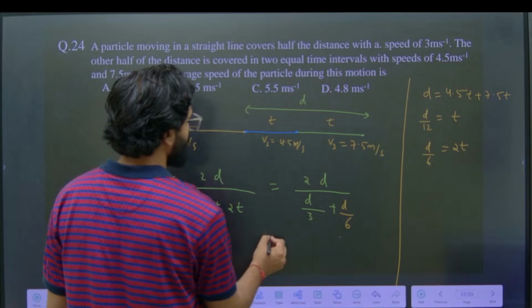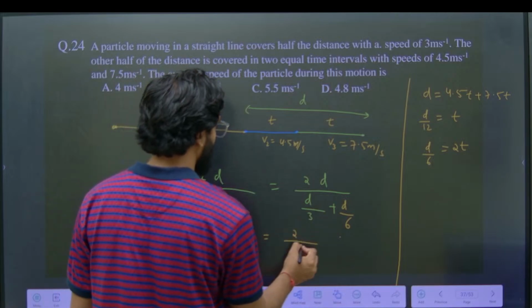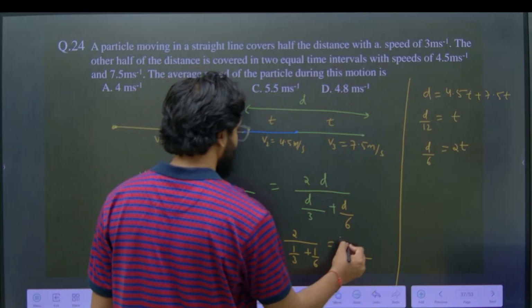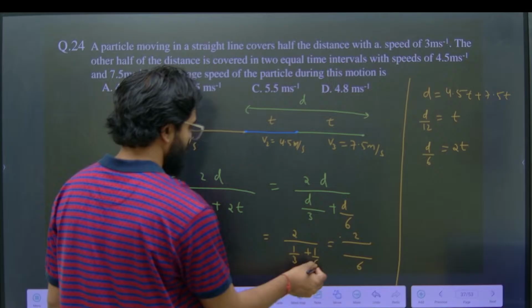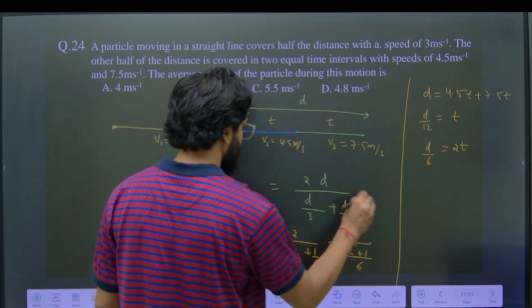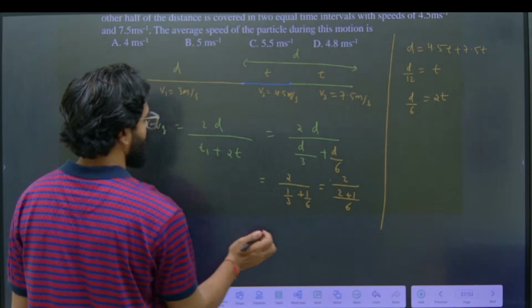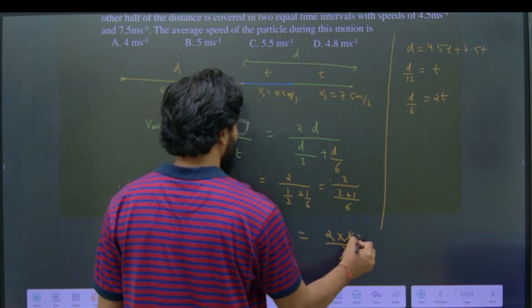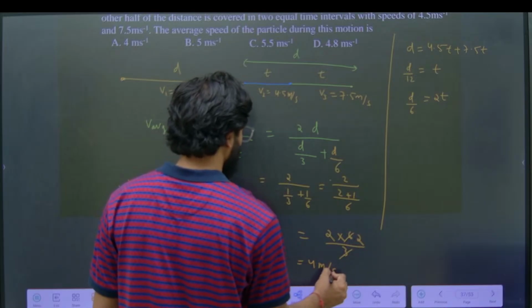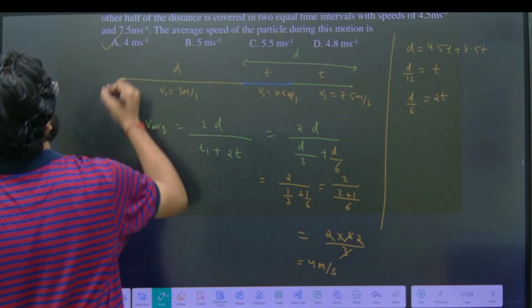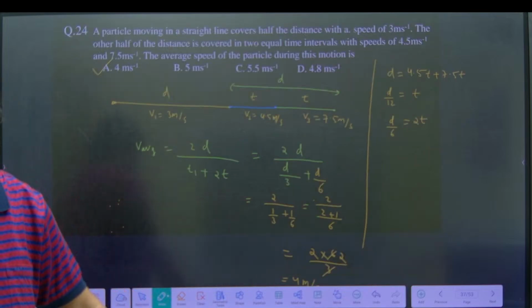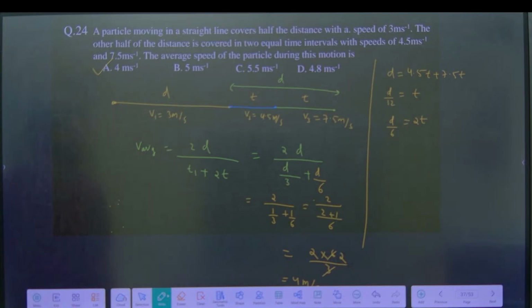So D and D will get cancelled out. So 2 upon 1 by 3 plus 1 by 6. Let's solve it. The LCM is 6, so 2 plus 1, go upside. So 2 into 6 upon 3, so the answer should be 4 meter per second. So this time we can go to Agra. The answer is option A for question 24.